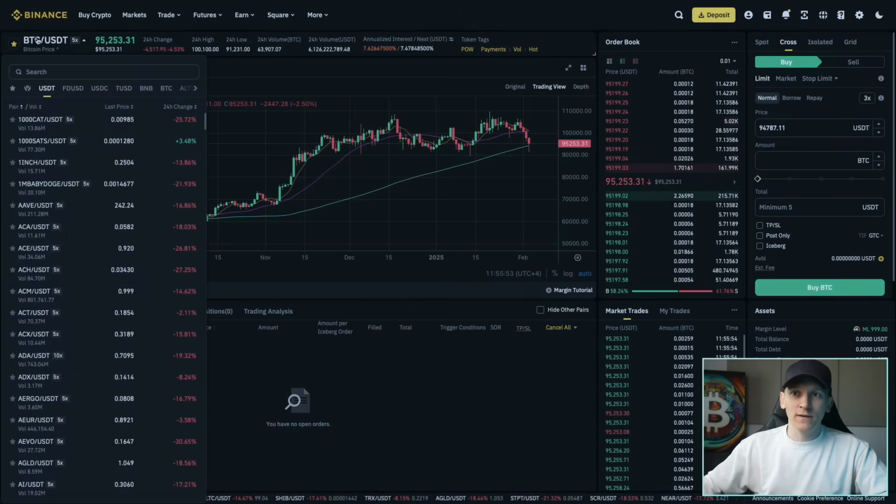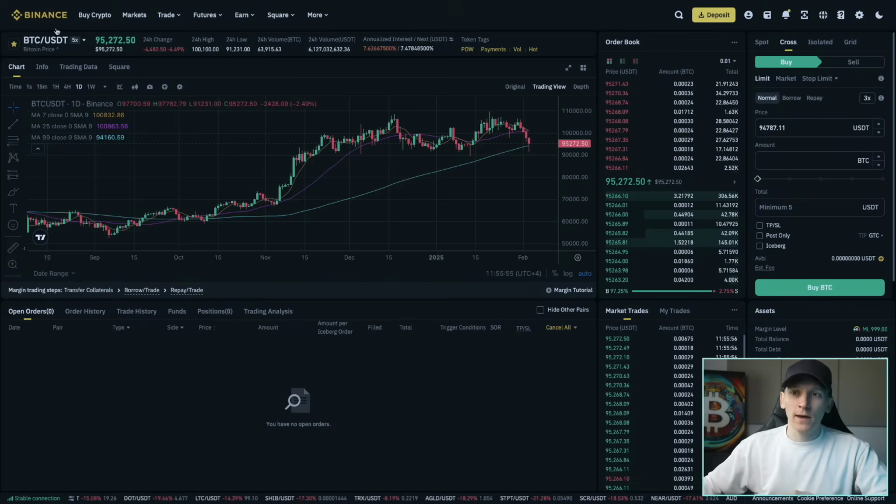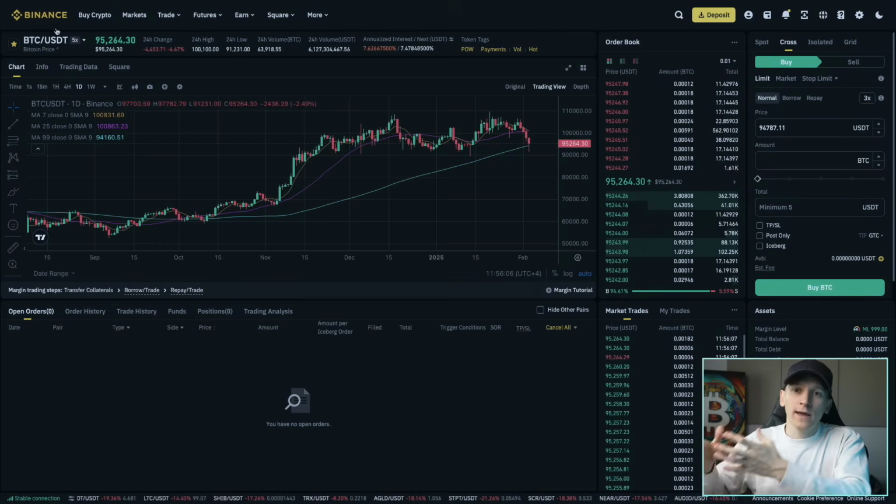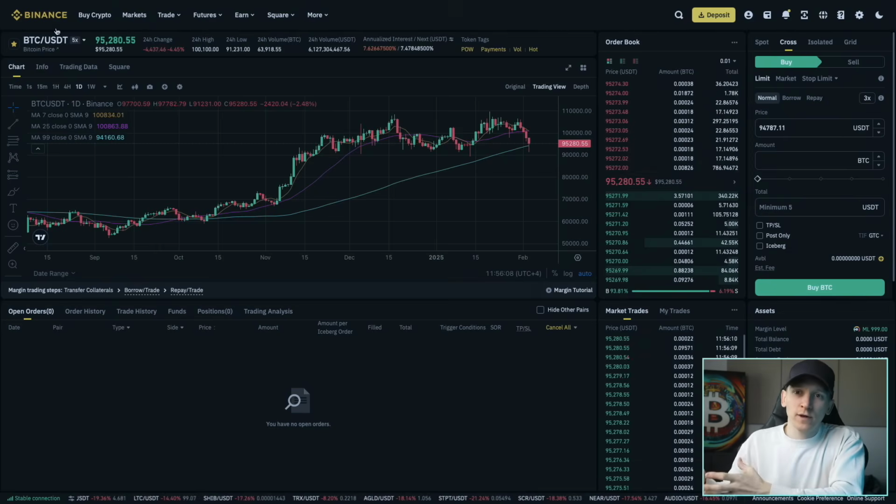I've got Bitcoin USDT here, and for each currency pair, you can actually borrow either side of the pair. So let's say I want to borrow USDT. That means essentially I'm taking a short position in USDT. I'm borrowing USDT in order to buy Bitcoin. And so my interest is USDT.